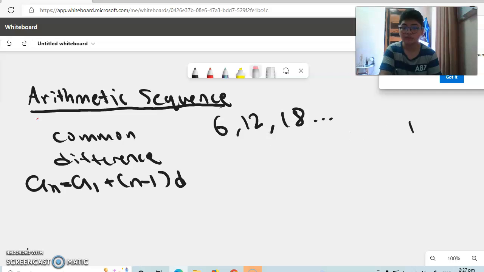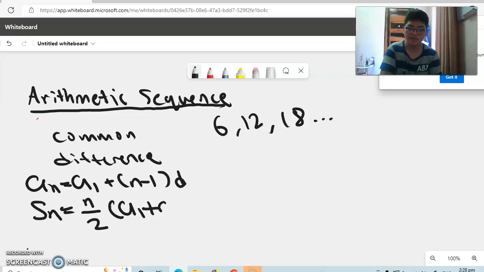We can find that with this formula. S sub n, which is the sum of all these terms in the sequence, equals n divided by 2 times a sub 1 plus a sub n. That's where a sub n comes in. Now, let's find the a sub n first.